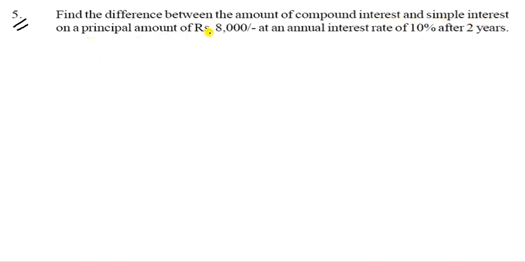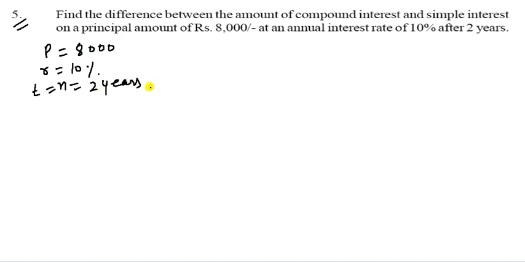Find the difference between the amount of compound interest and simple interest on the principal amount. P is given as 8,000 rupees. The annual rate of interest is 10%. So R is given as 10% and the time T or N is given as 2 years.